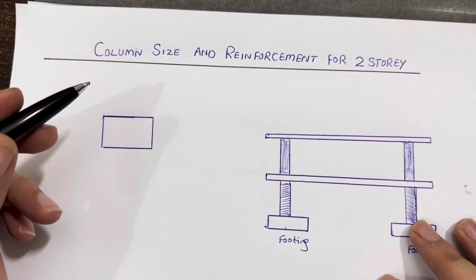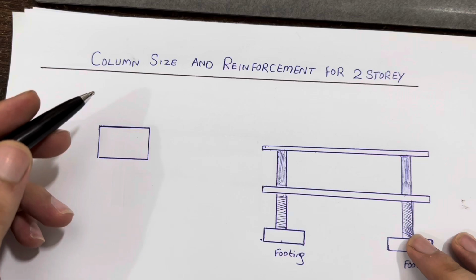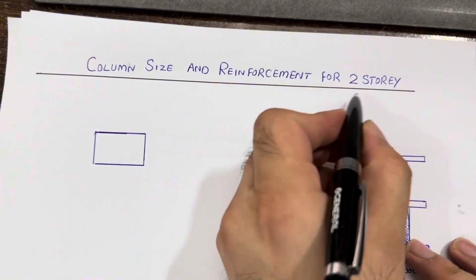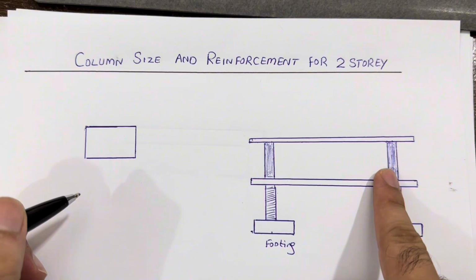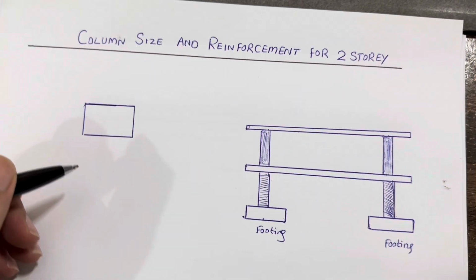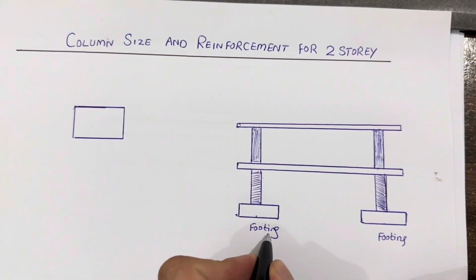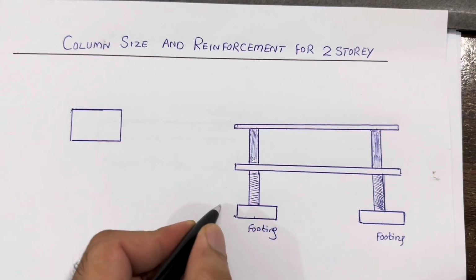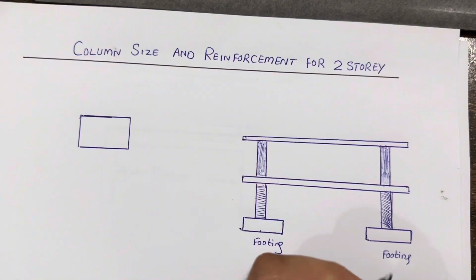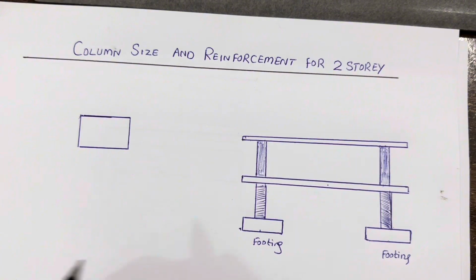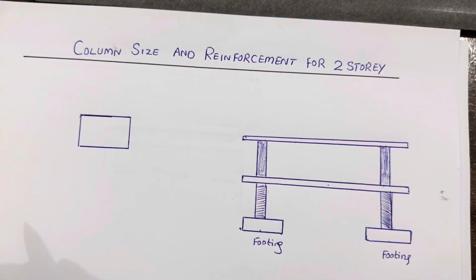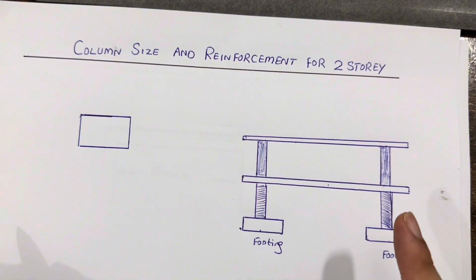In this short video lecture, I would like to guide you for column size and its steel reinforcement for a two-story residential building. So guys, you can see this is a frame structure for a two-story residential building. As you can see at the bottom of these columns, this is called footing and this is the RCC column. This is the RCC slab. And what should be the size of the column if you are going up to two stories for a residential building?